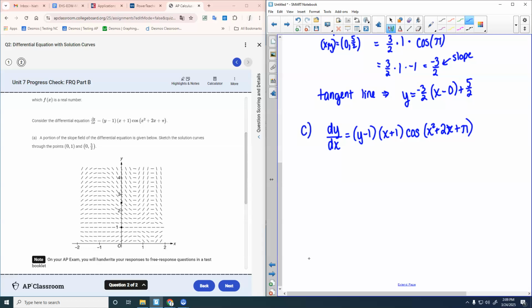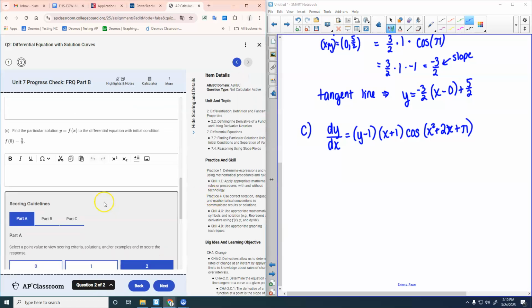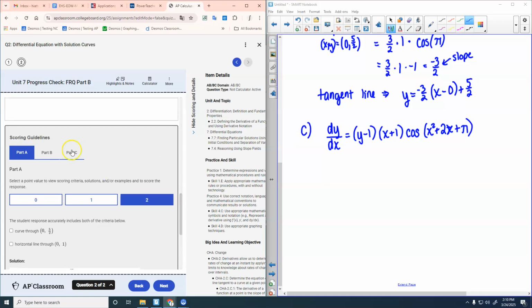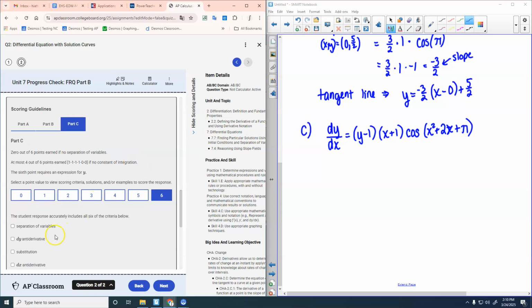Alright, so if I want to solve the differential equation, I have got to separate variables first. If you don't separate variables, you can't get any points on this. Part C is worth 6 points. So if you don't separate variables, you get 0. No matter what you do after this, you get 0 out of 6. So you want to make sure that you separate your variables correctly.